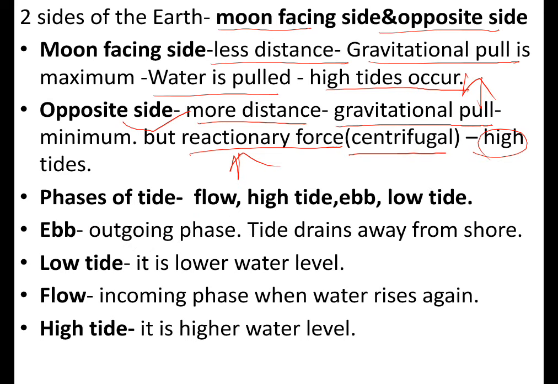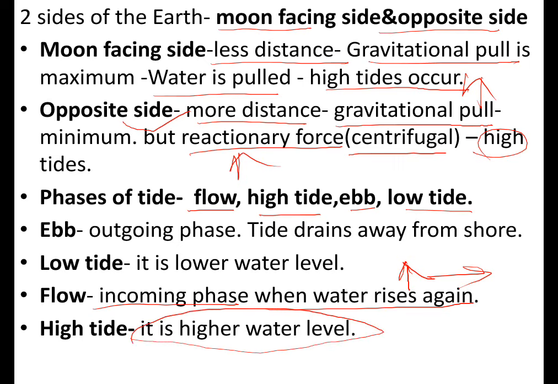Phases of tide: flow, high tide, ebb and low tide. Flow is an incoming phase when the water rises. In the flow, flood tide occurs, which means the water level is increasing because it is moving towards the coast. Because of that, a high water level occurs, and this tide is called high tide.